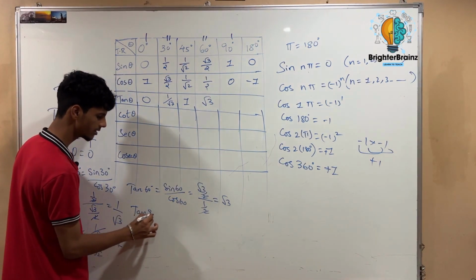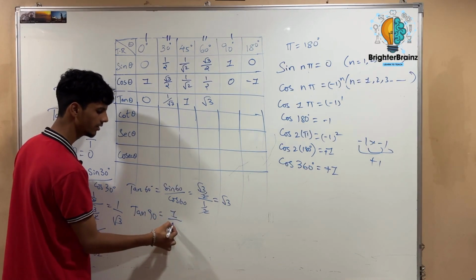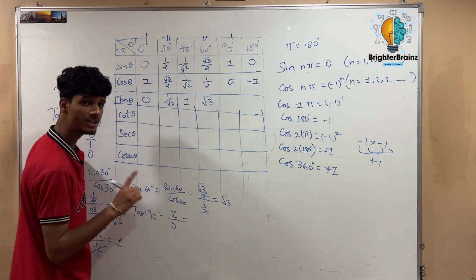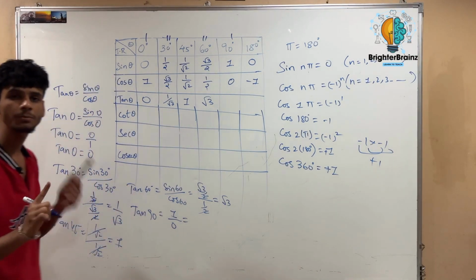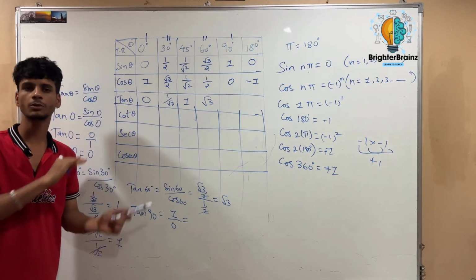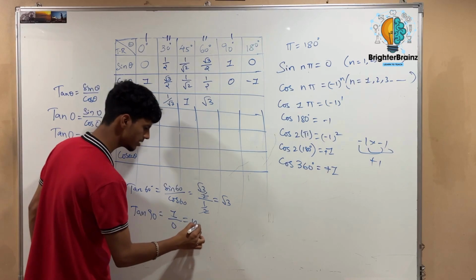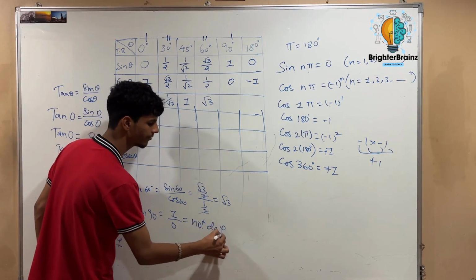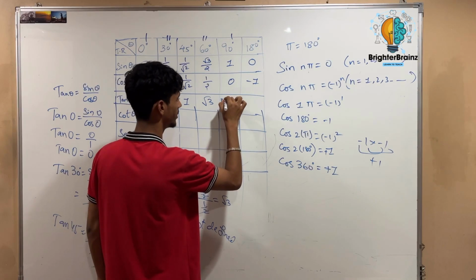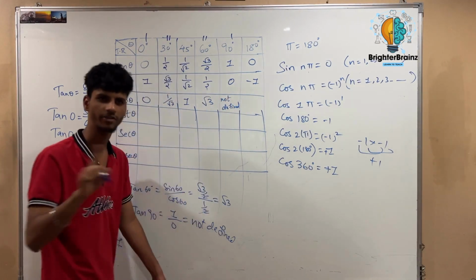And next coming to tan 90. Tan 90 is sin 90 by cos 90. What is the value of sin 90? 1. Cos 90? 0. 1 by 0 is? 1 by 0 is not defined. 0 by something is 0, but something by 0 is not defined. So write it as not defined. So tan 90 is not defined.